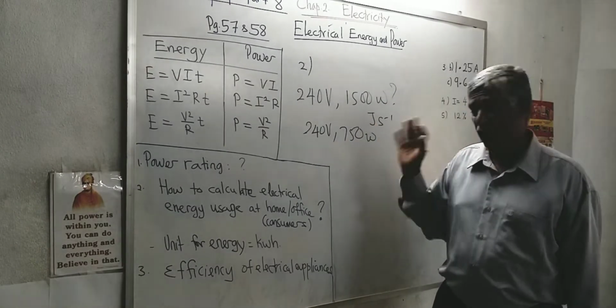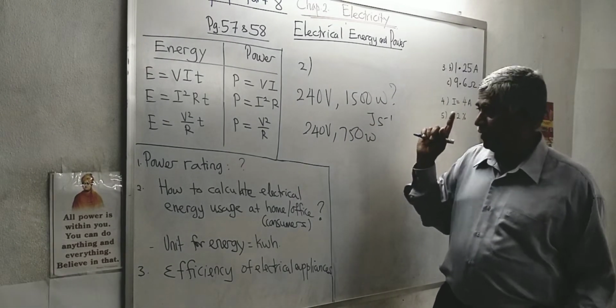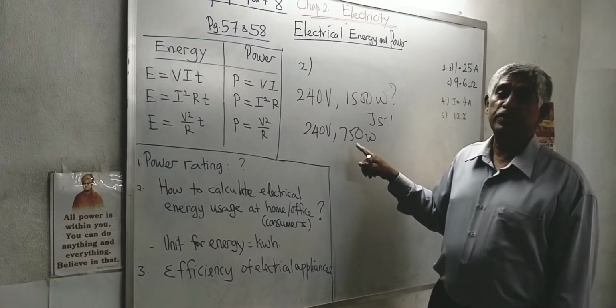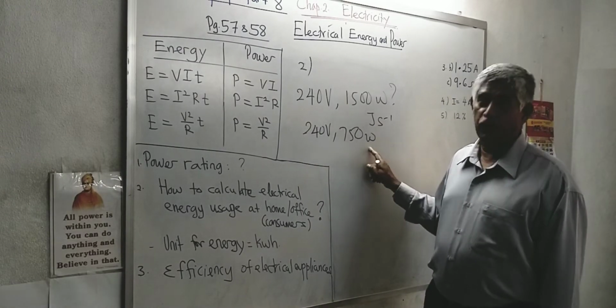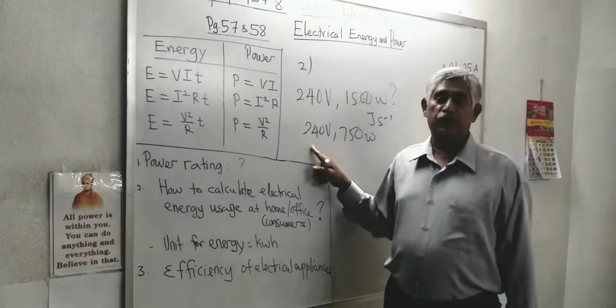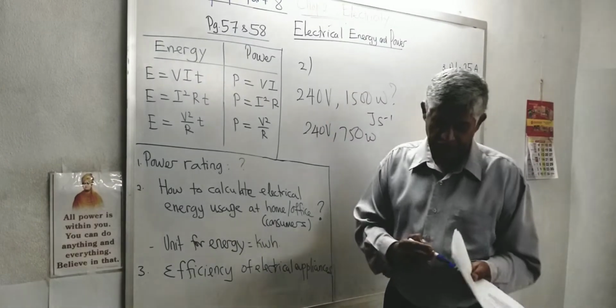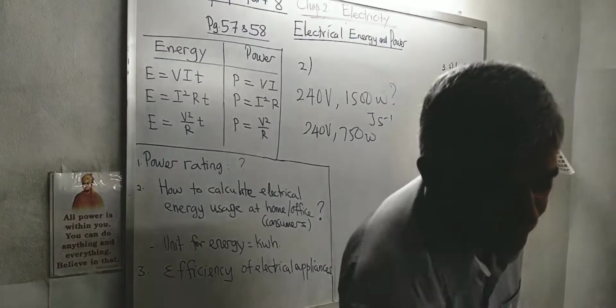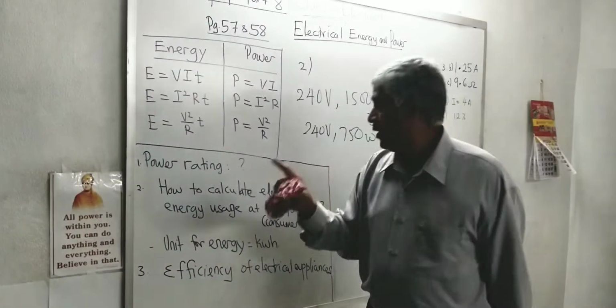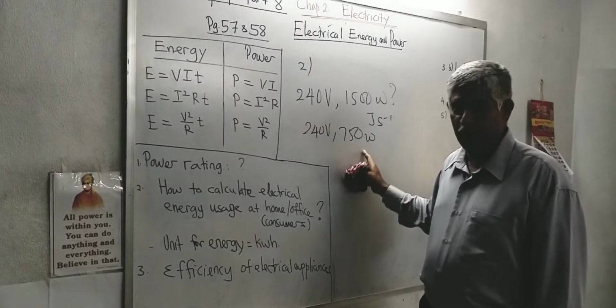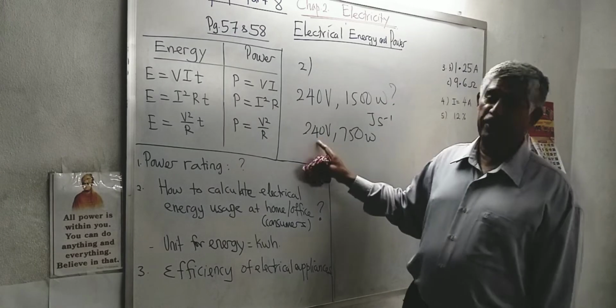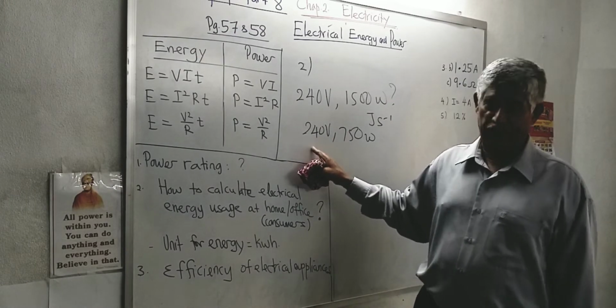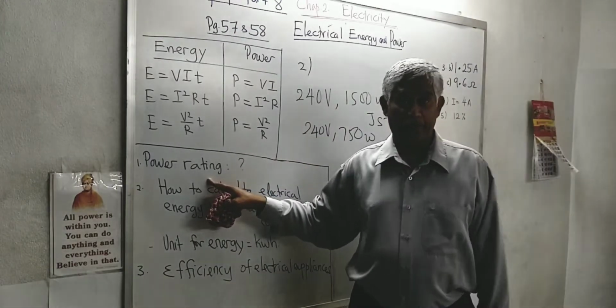That's how you answer. Or you also can say the electrical immersion heater consumes 750 watt of power if it is connected to 240 volt. So for any electrical appliance given, you first mention how much power or energy per second is used, and then how much voltage it is connected to. That's the meaning of power rating.